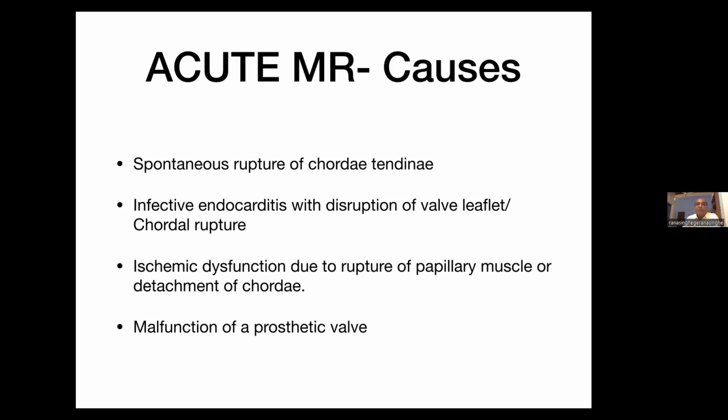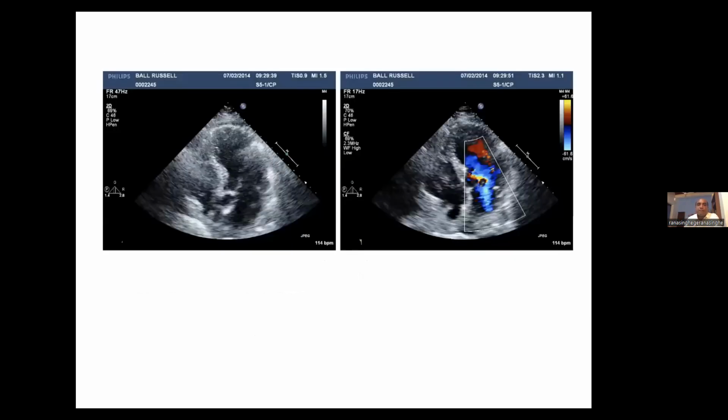And malfunction of a prosthetic valve. Similarly, like I mentioned about AR, malfunction of a prosthetic valve can cause acute MR, especially immediately post-op. The valve sutures can delay and they can develop acute MR. So any problems in the valve leaflets, the chordae, and the papillary muscles, either a vegetation, or ischemia, or valve dehiscence after a valve replacement, can result in acute MR.